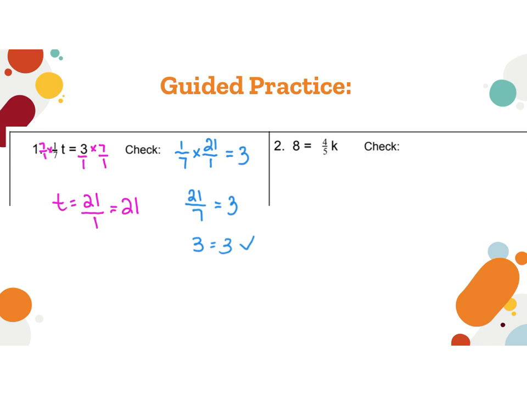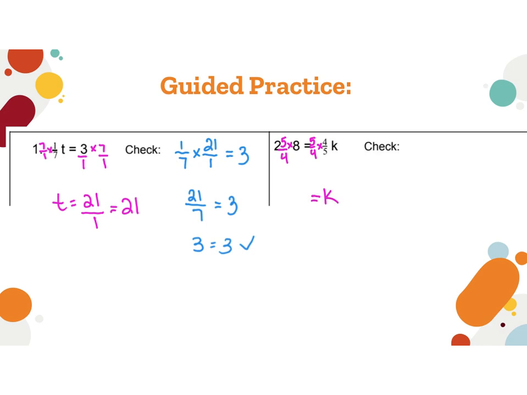In our second equation on the right, we see 8 equals 4/5 times k. I would want to find the reciprocal of 4/5 to multiply on both sides of my equation. The reciprocal of 4/5 is 5 over 4. 5 over 4 times 4/5 cancels each other out on the right, so we're left with just k.